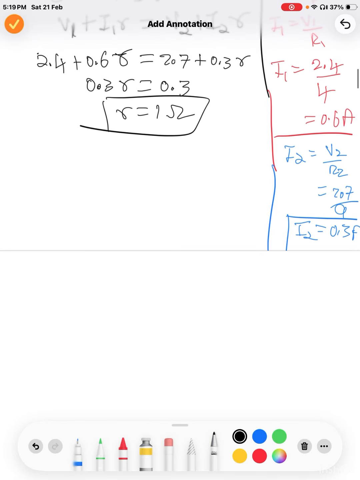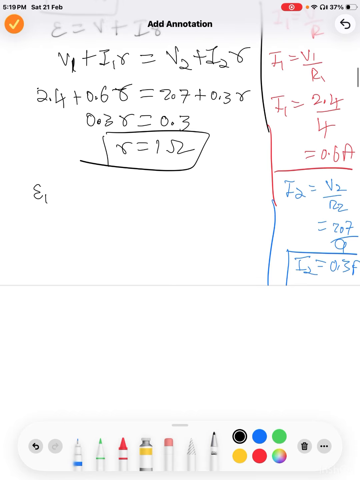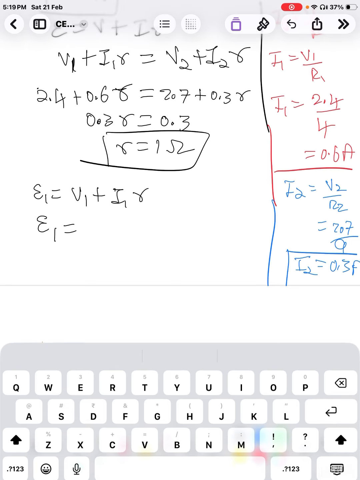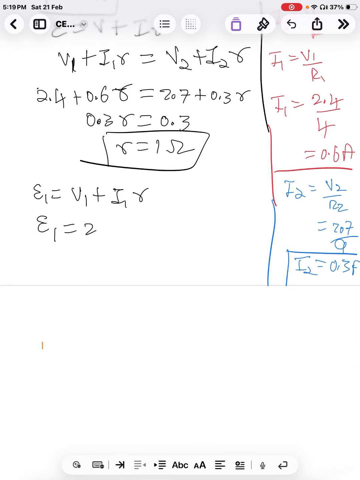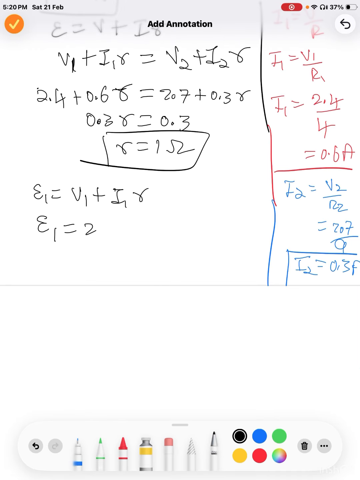Once you got 1 ohm as the internal resistance, now we can find the EMF easily. How to find EMF now? So EMF E1 equal to V1 plus I1 into R. What is the V1 value? 2.4 plus I1 0.6 into 1. So that becomes 3 volt.